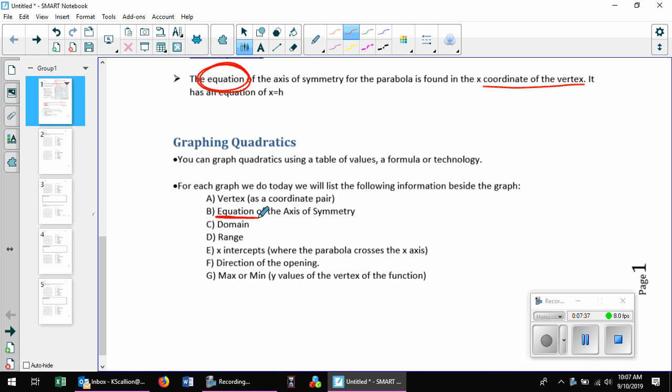Ooh, domain and range. You guys remember that? Kind of. X-intercepts, so where it crosses the x-axis. Direction of the opening, this one's really easy. You see if it opens up or opens down. And then what the max or min is. Okay, so here we go. Let's graph.